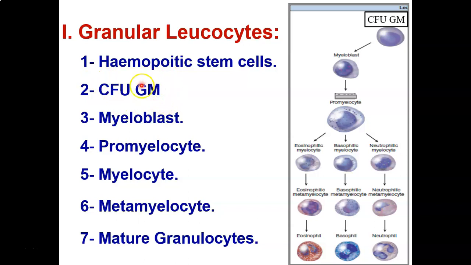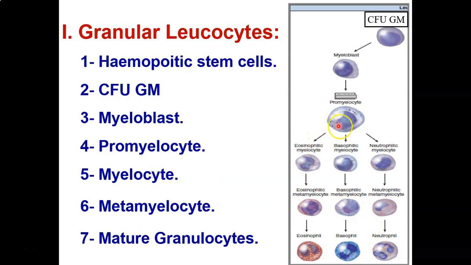The important data here is that the colony forming mother cell of leukocytes is colony forming unit GM, which will give myeloblast, promyelocyte, myelocyte, metamyelocyte, and mature granulocyte. The mature granulocyte is either eosinophil, basophil, or neutrophil.